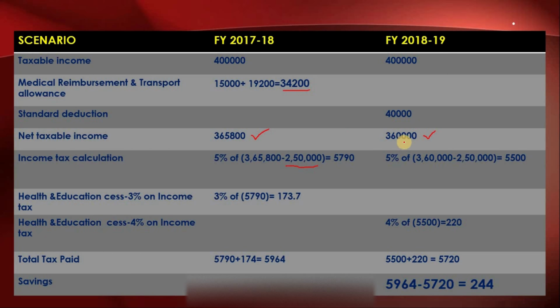But for financial year 2018-19, what is that? 5% of 3,60,000 minus 2,50,000. It will be 1,10,000. So I'll calculate 5% of that. I'll have 5,500. Is it over? No.